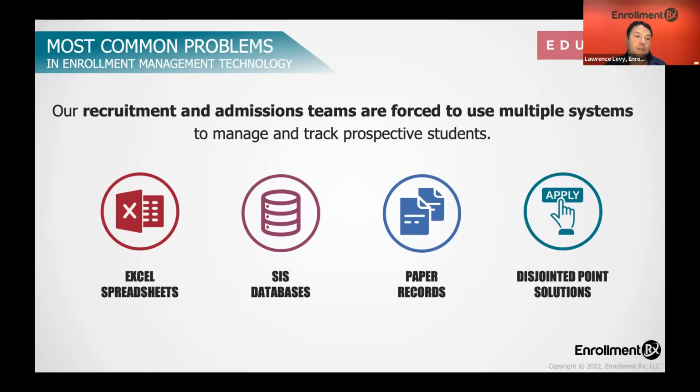Again, maybe prospects are inquiring through one system, applicants are applying through a different system. There's no connectivity between those systems. There's no ability to report longitudinally on where prospects are coming from that are becoming applicants, that are becoming enrolled students. So this is the common problem that we see when recruitment and admissions is not using a CRM system.